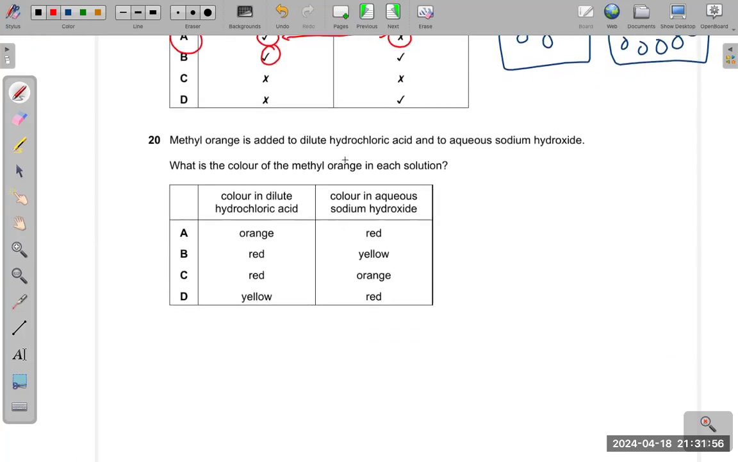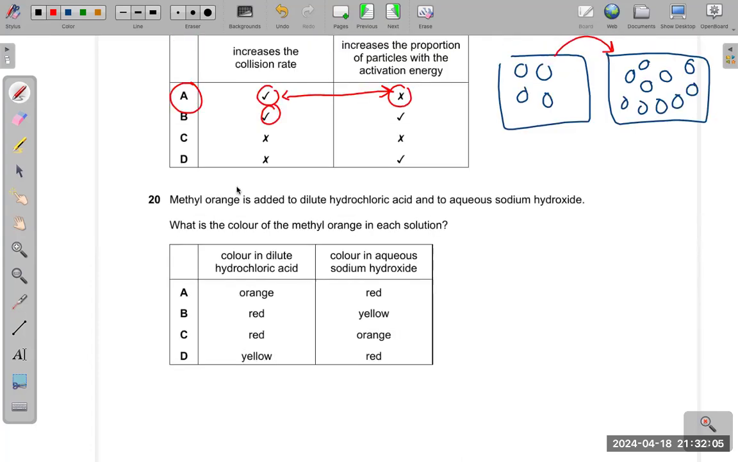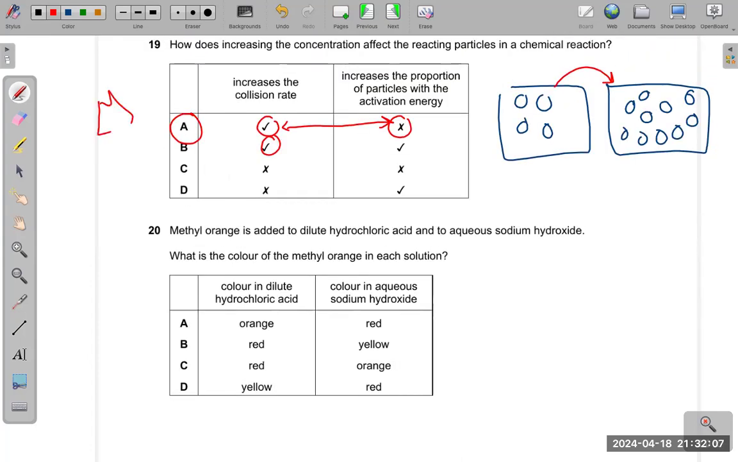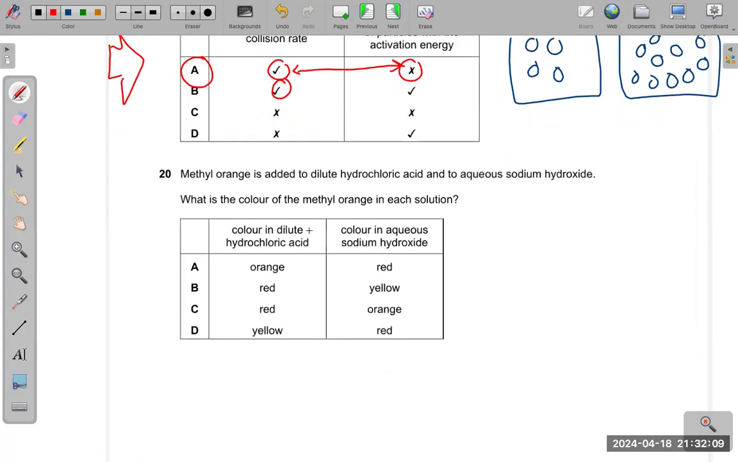Methyl orange is added to dilute hydrochloric acid and to aqueous sodium hydroxide. What is the color of the methyl orange in each solution? طبعا لازم يكون عارفين الcolors. This is also good. Methyl orange is added to dilute hydrochloric. What is the color of the methyl orange in each solution? color في dilute hydrochloric acid هيكون red، والcolor هيكون في aqueous sodium hydroxide. What is the color in hydroxide? It is yellow. And in the neutral, it is orange.